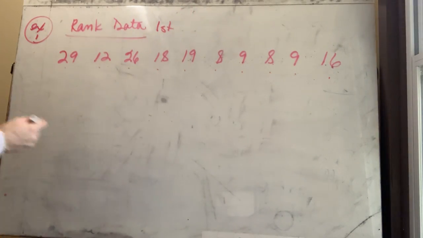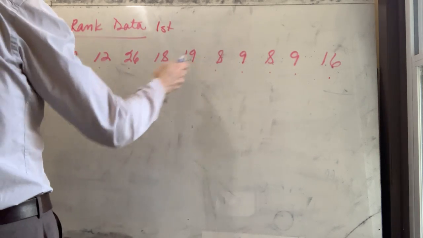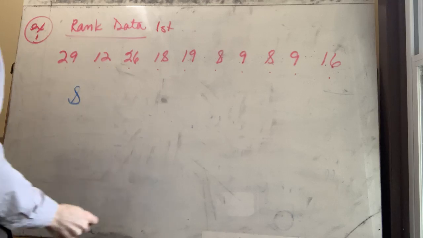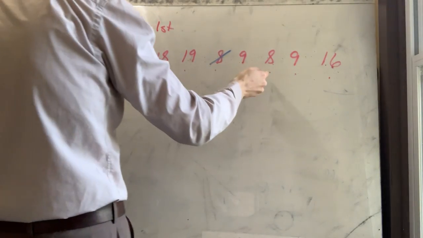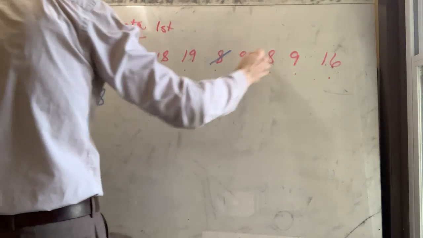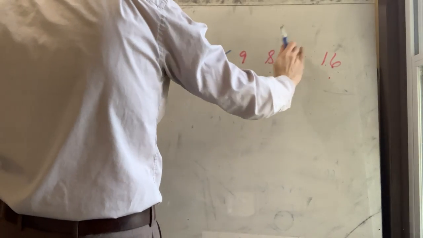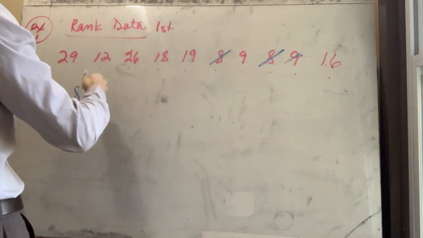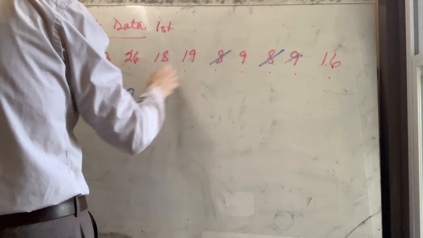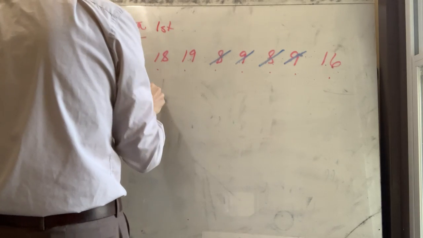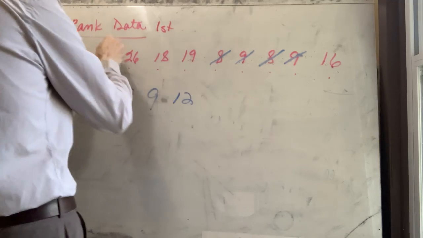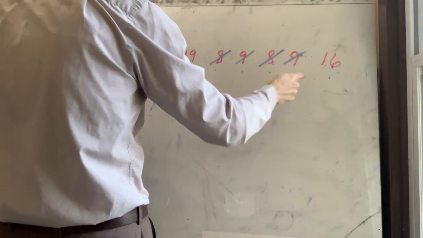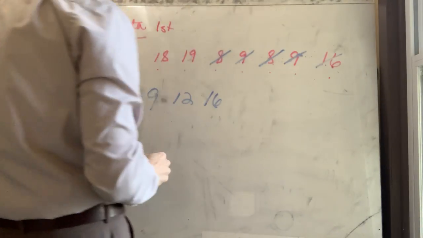When you're ranking, scan for what you regard as being the lowest number. So it looks like it's 8. And then cross it out so that you know that you covered that. Then there happens to be a second 8. Cross it out. Then the next one is logically 9, and there's 2 of those. Then there's 12. Cross it out. Next one, 16. And then 18.